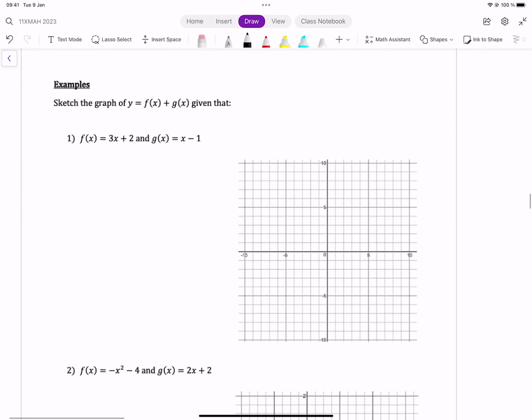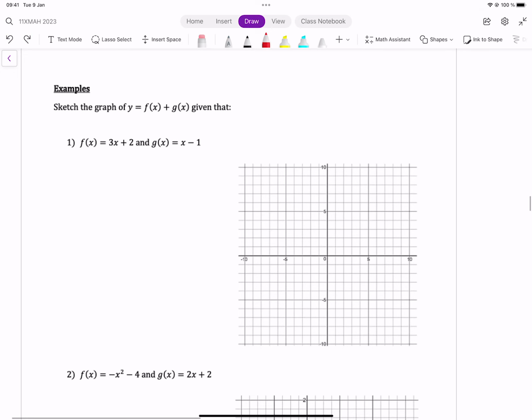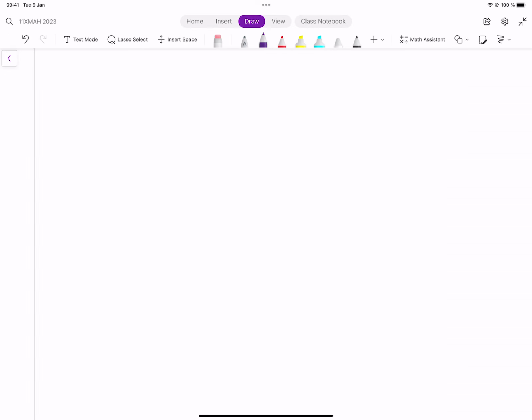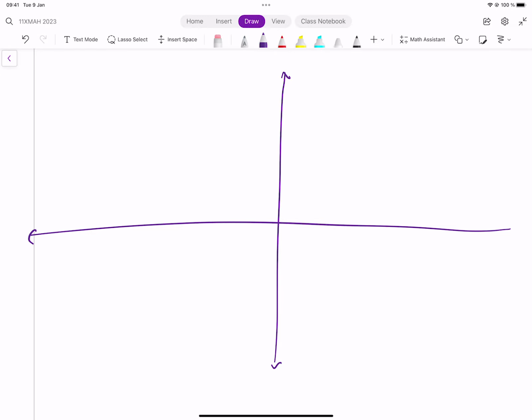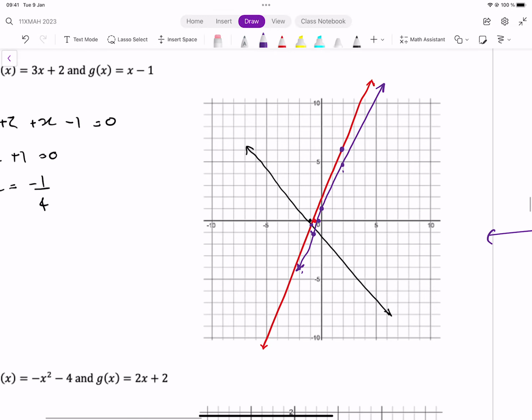So we're going to use the graphical method to do a few examples. We're going to sketch the graph of y equals f of x plus g of x, given that f of x equals 3x plus 2 and g of x equals x minus 1. So first of all, if we think about it algebraically, f of x plus g of x is going to be 4x plus 1. Now we know how to draw that graph. If I draw it further apart, it might be more clear.